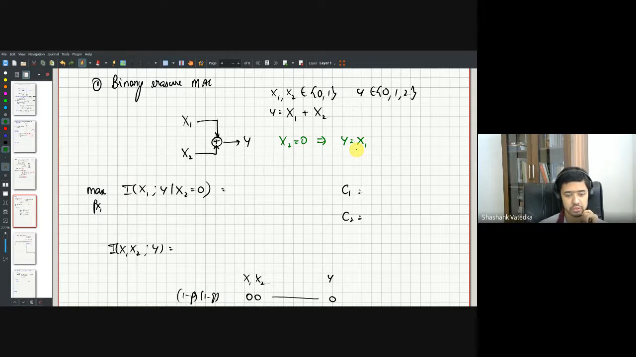Okay, so let's write this down. What is the mutual information equal to in terms of entropies?